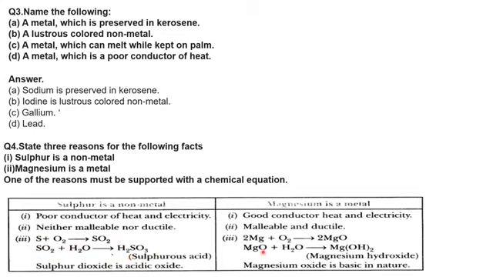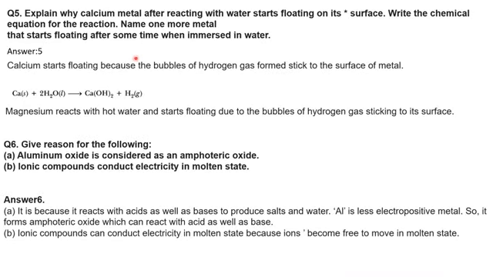Now magnesium: we know that metal oxides are basic in nature. So magnesium oxide plus water gives you magnesium hydroxide, and magnesium hydroxide is basic in nature. We can test this with the help of litmus paper, that is, red litmus paper will turn into blue litmus paper. Okay, explain why calcium metal, after reacting with water, starts floating on its surface.